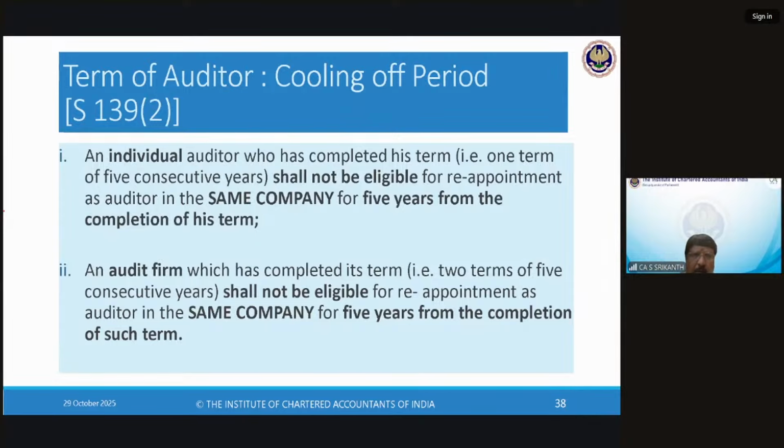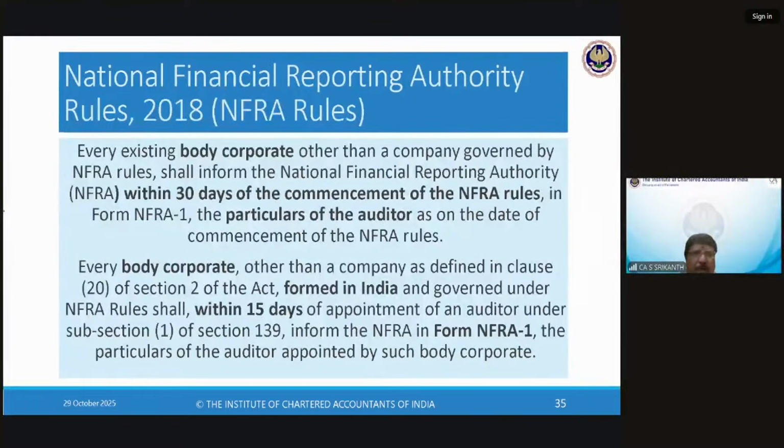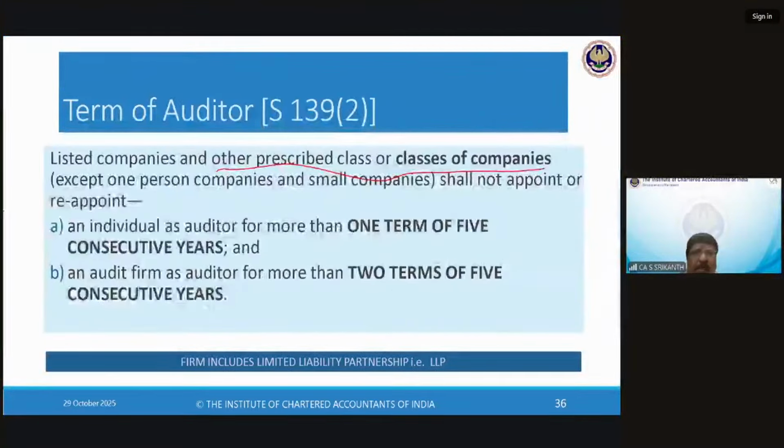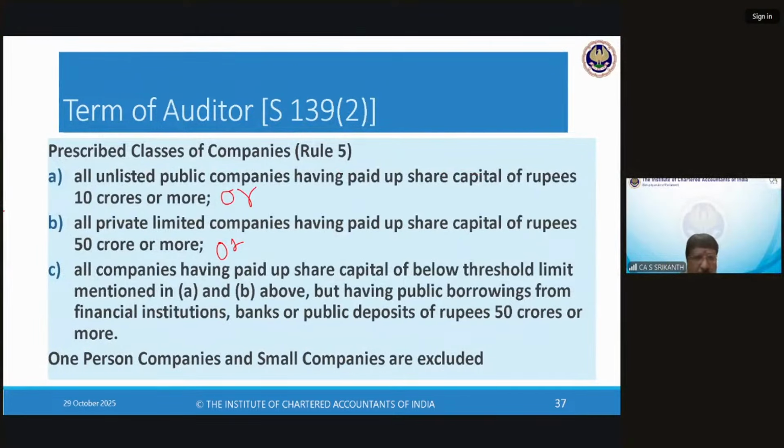Now, an individual auditor. Remember, this rotation of auditors will apply only to the selected group of companies. Only to this. For other companies, you can have an auditor for life. In fact, for certain companies, I have been auditor for 38 years now. Our firm has completed 50 years, started in 1973 by my father. So our firm has been auditor for many companies for 40 plus years. Some companies have celebrated their 50th year, and we have been their auditor for almost that entire time, for 45 years.